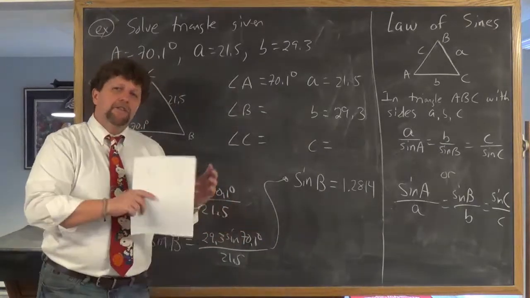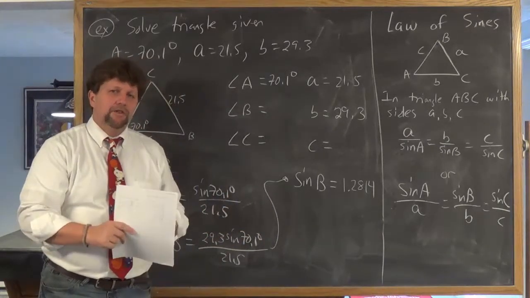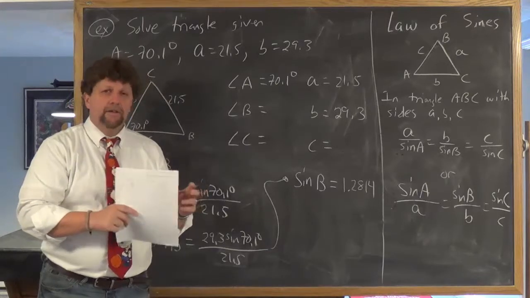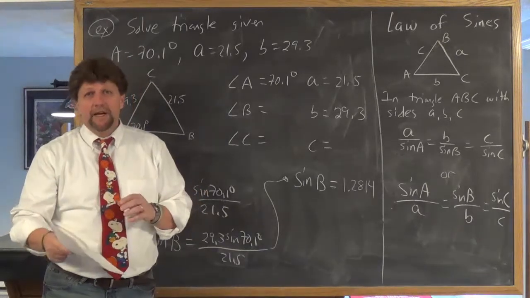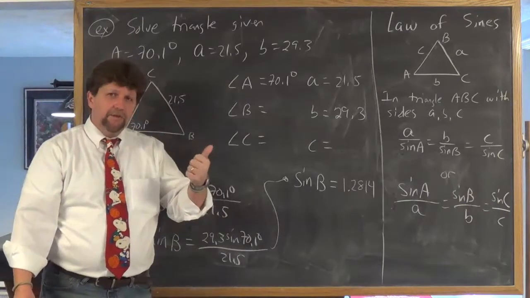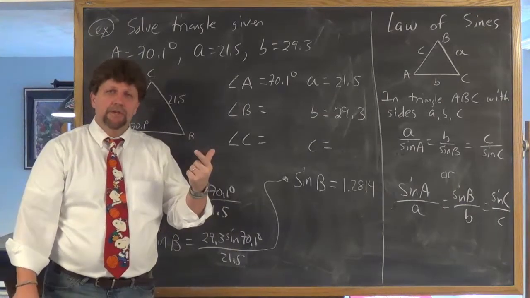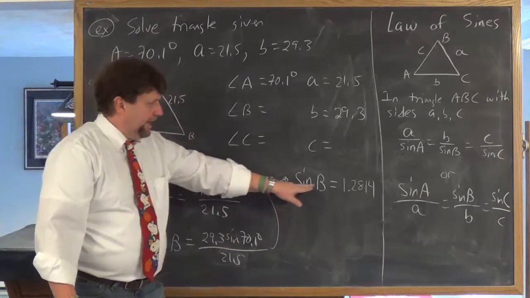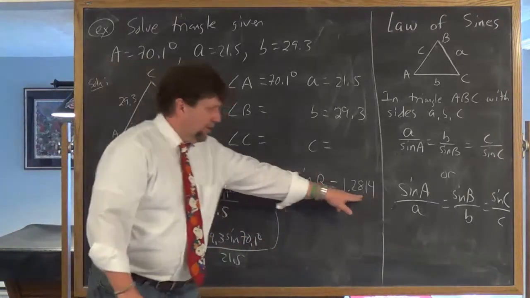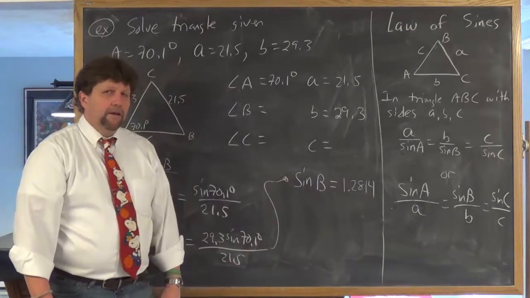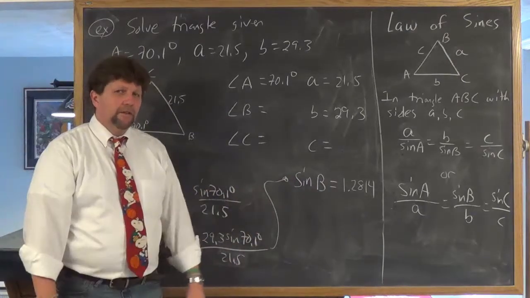This brings me back to solving trig equations. And as I said, there's really going to be nothing ambiguous about the ambiguous case of the law of sines if you remember how to solve trig equations and you remember the unit circle. Look at this. Sine of B equals 1.2814. That's a number larger than 1. Can sine ever kick out a result larger than 1?